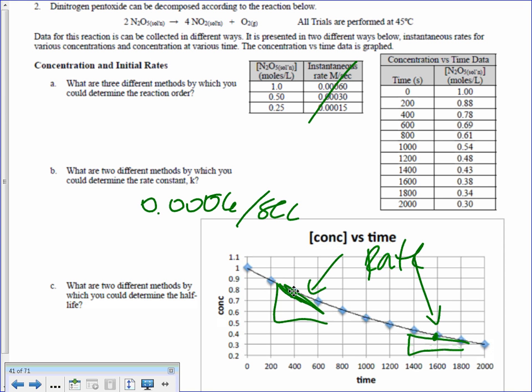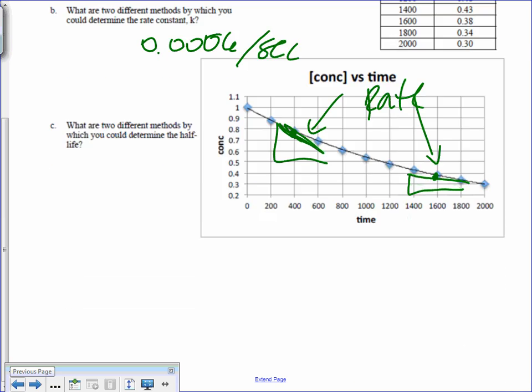Half-life equation. What is the half-life equation? Put it on the board here. Scroll down a little bit for you. Half-life equation. No, you just gotta write it the other way. Okay. So T1/2 is equal to 0.693 over K, or 2 over K. I just remember the decimal 0.693. So that's a half-life equation. What's another way?